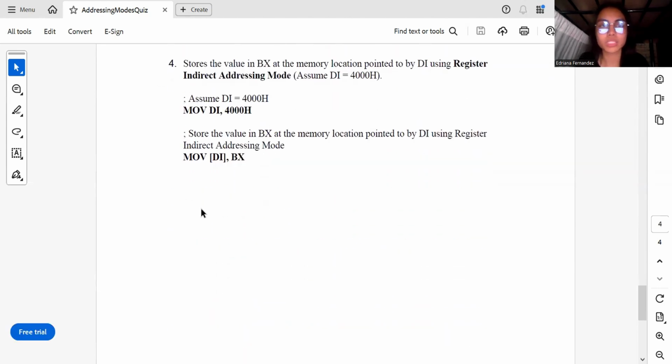Next is store the value in BX at the memory location pointed to by DI using register indirect addressing mode. Assume DI is equal to 4000H. So first, the immediate value 4000H is loaded into the DI register, and after that, we store the value. The value in BX is stored at the memory location pointed to by DI.